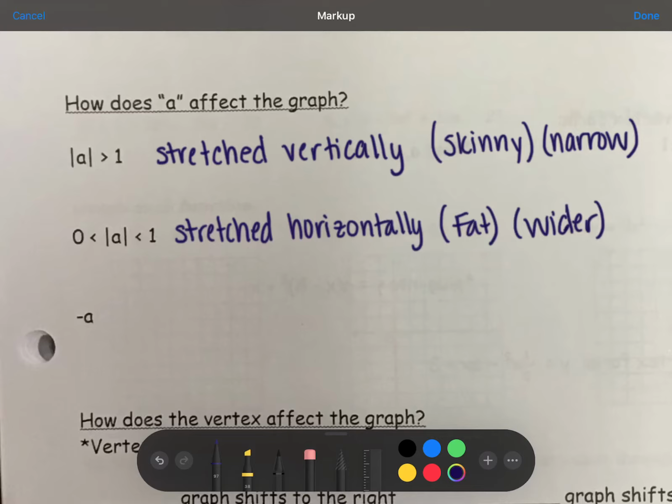Now, what if your a value is negative? If your a value is negative, we already kind of know that because we talked about that when we were graphing our quadratics. And so if my a value is negative, this is a reflection over the x-axis.